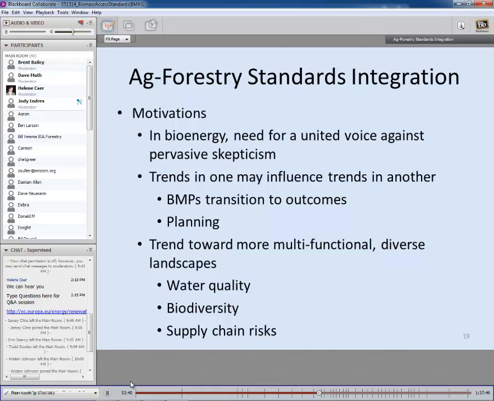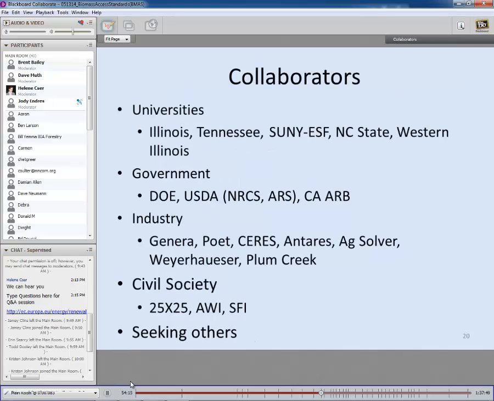There's also this trend toward more multifunctional diverse landscapes for either water quality, biodiversity, or, we talk about this in my institute a lot, mitigating supply chain risks when you base your whole supply chain on one crop that could be subject to drought or disease or other type of failures. So getting more diversified cropping systems out into the landscape would necessarily demand not only perennial agricultural cropping, short rotation woody biomass, but also more forested applications, for example, in the Midwest.